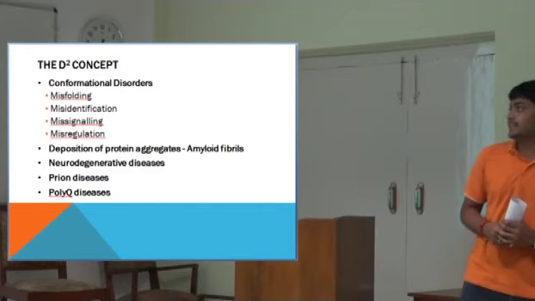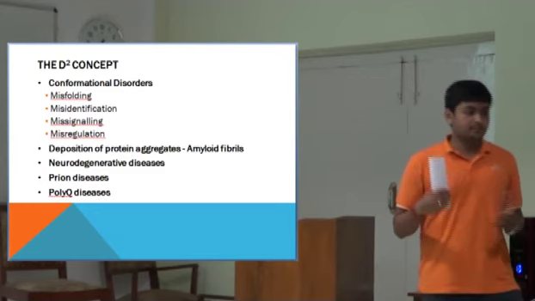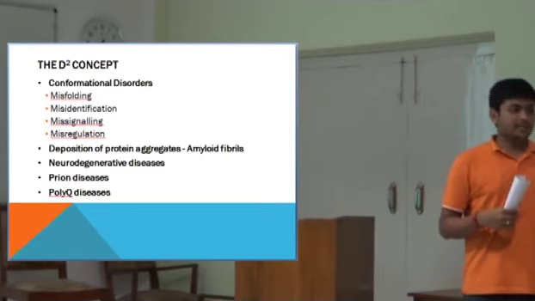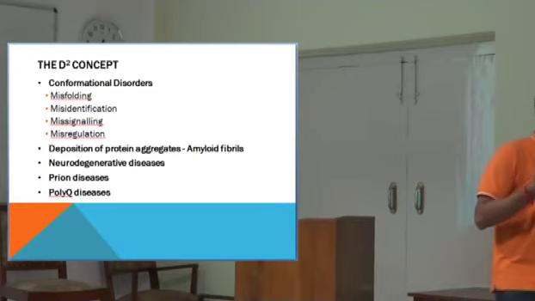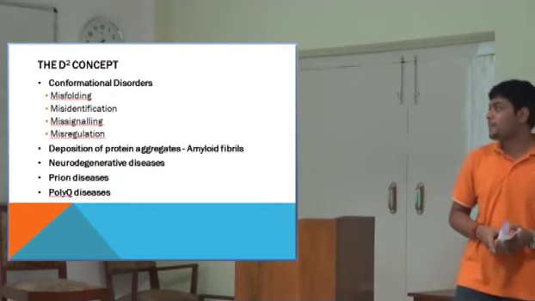The D-spike concept. As I told already, intrinsically disordered proteins are related to many signaling pathways and they are very important. They act as a very important control in many pathways. So any small problem with the intrinsically disordered proteins may lead to diseases. So this is called disorder in disorder. It is because intrinsically disordered proteins are already disordered, but if there is any more disorder in that particular thing, then it might lead to diseases. The conformational disorders might be misfolding, misidentification, missignaling or misregulation.